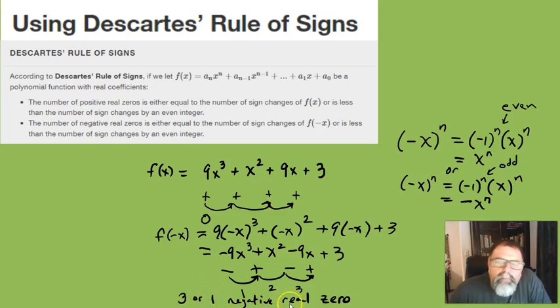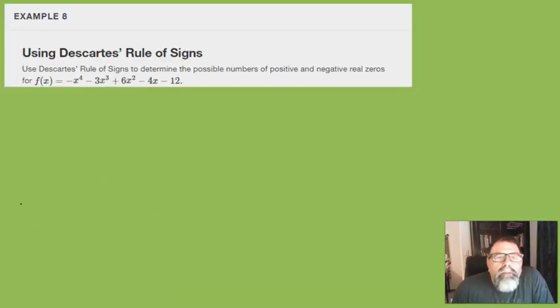Now, real doesn't mean it's going to be nice, right? It could be square root of 7. But there's at least 1 real zero. There might be 3, so it's 3 or 1. But there's definitely no positives. All right, let's try the example from the book. Okay, example 8, using Descartes' Rule of Signs. Use Descartes' Rule of Signs to determine the possible number of positive and negative real zeros of f of x.